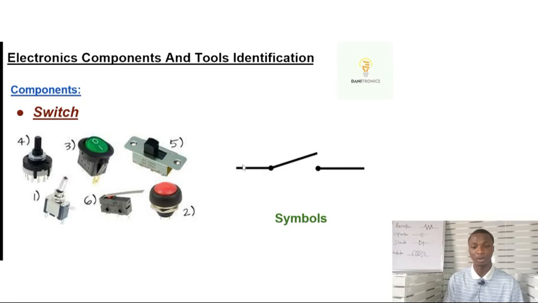This is the symbol of a switch. You can see the switch is open, and so when current flows, it's going to stop here. It tells us that this switch is off. But if this switch were to be closed, current flows. So these are different kinds of switches that we'll be using in our projects.